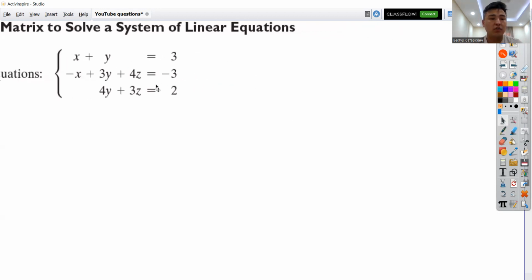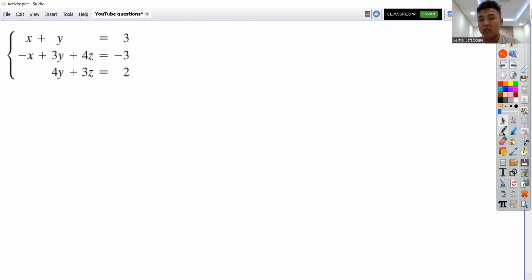The first thing we have to do is rewrite the system in matrix form. Here I need to write the coefficients of each letter, in the order x, y, z. So x has 1, y has 1, and I don't have a z, so 0. Then the next row: x has -1, y has +3, and z has 4.